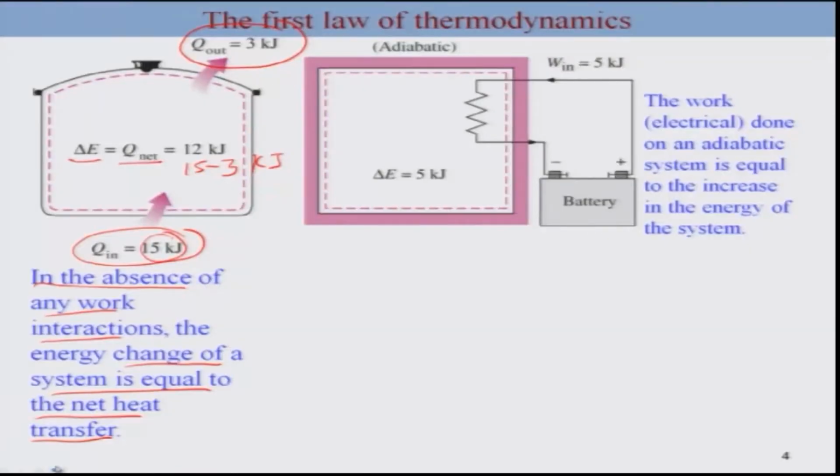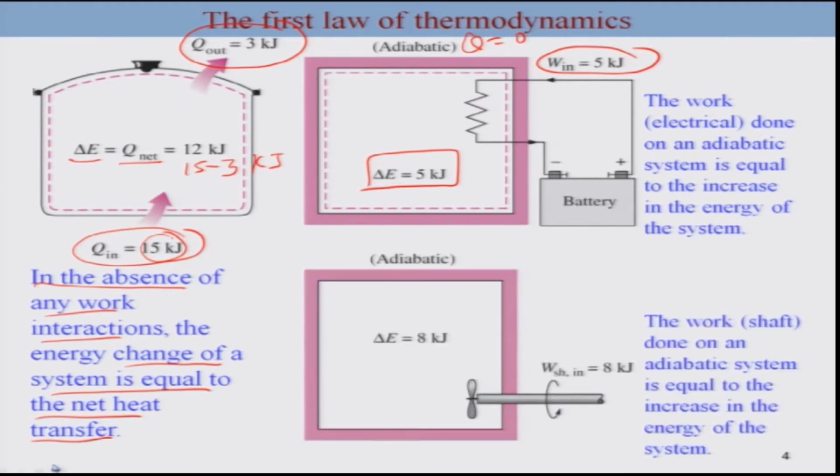This is an example where electrical work through a battery is done on the system. Here the system is adiabatic, which means Q is equal to 0, and the work in is 5 kilojoules. If you do the energy balance, you simply find that the energy change of the system is equal to W in, so that is 5 kilojoule. We can take another case where the work is done through a shaft. This is a representation of the shaft, with work shaft in being 8 kilojoule. Thus your delta E is nothing but work shaft in.